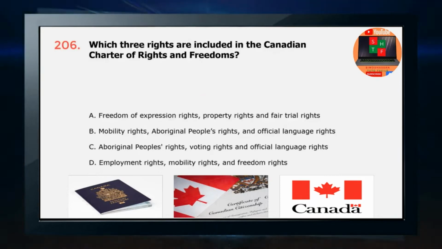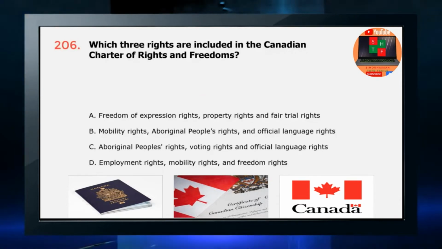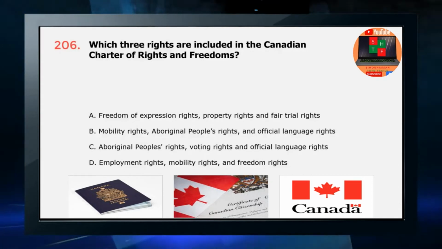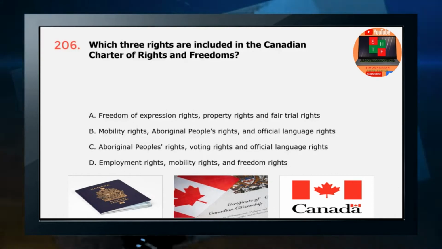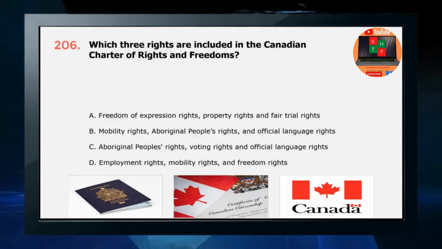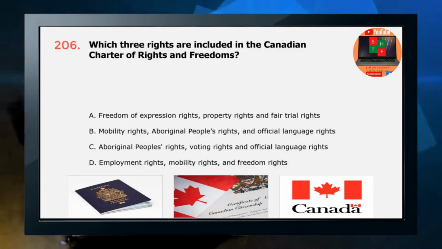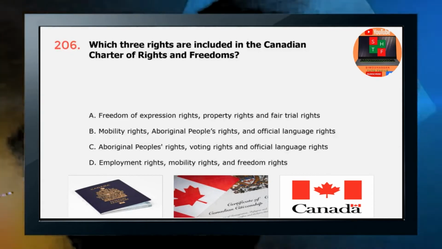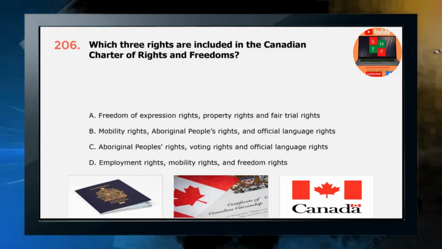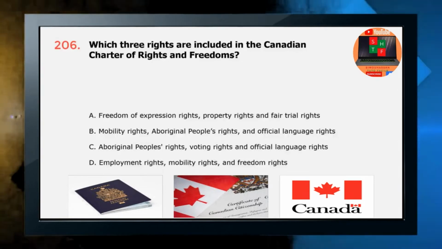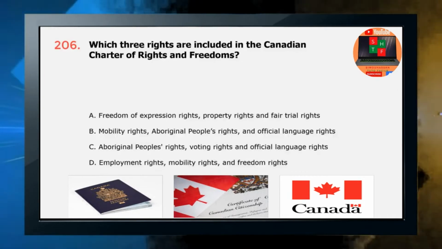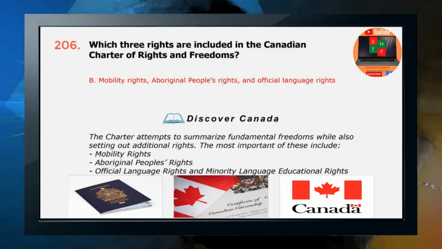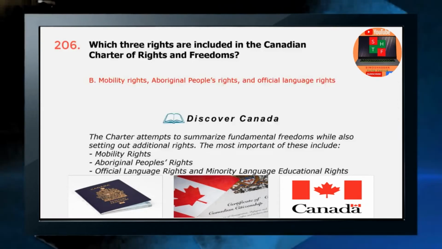Question 206. Which 3 rights are included in the Canadian Charter of Rights and Freedoms? A. Freedom of expression rights, property rights, and fair trial rights. B. Mobility rights, Aboriginal people's rights, and official language rights. C. Aboriginal people's rights, voting rights, and official language rights. D. Employment rights, mobility rights, and freedom rights. The answer is B. Mobility rights, Aboriginal people's rights, and official language rights.